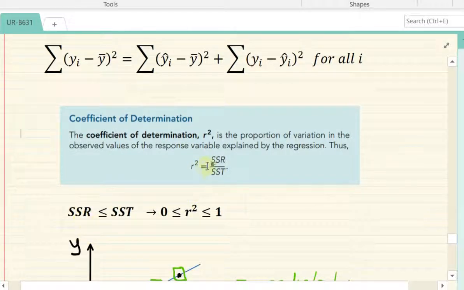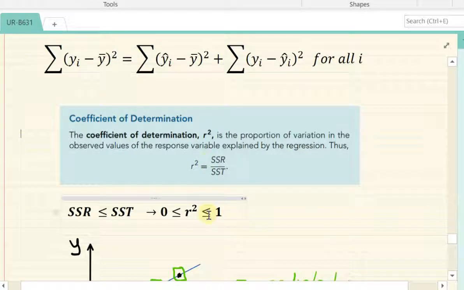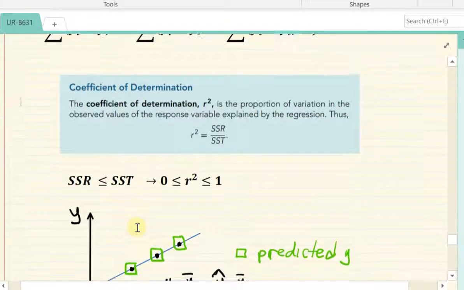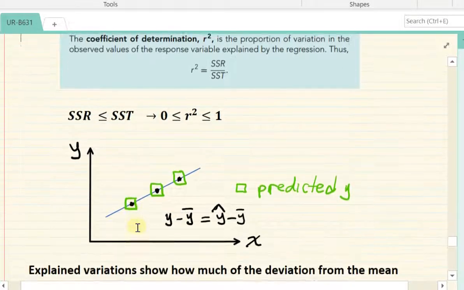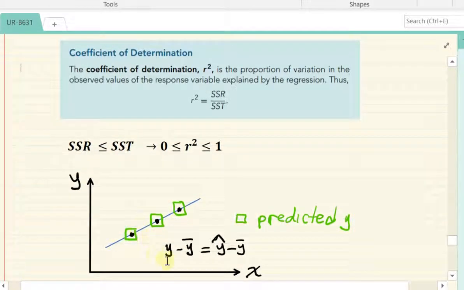So this ratio R squared is going to be between 0 and 1. 1 is the best that could happen. This is what happens at 1. You see that? The observed values are the actual solid dots. The predicted values are in squares. Notice they coincide. They're identical.